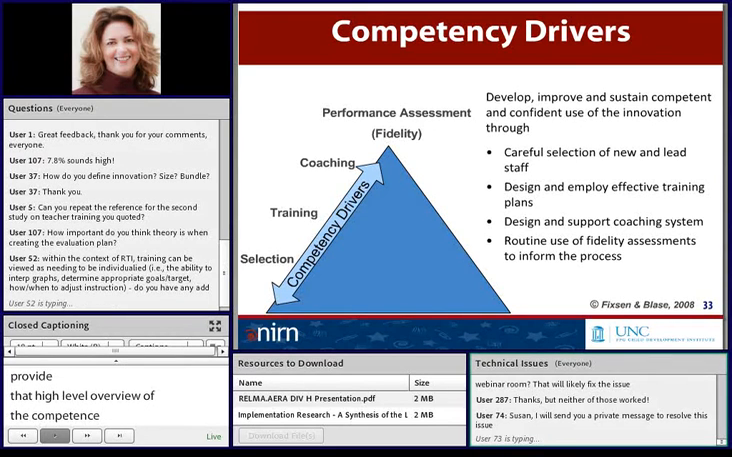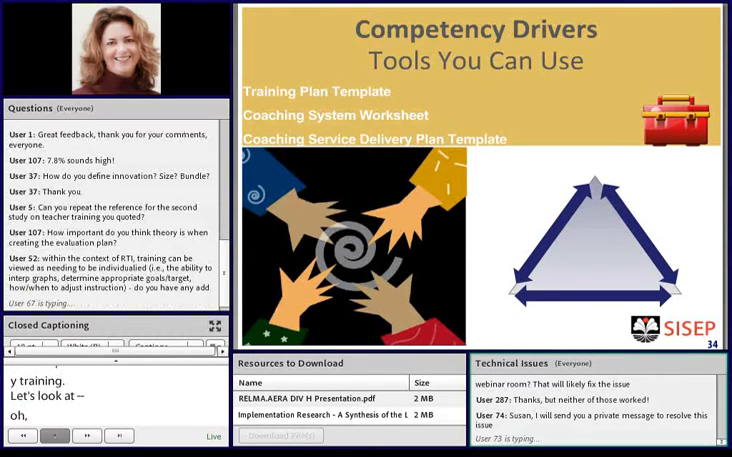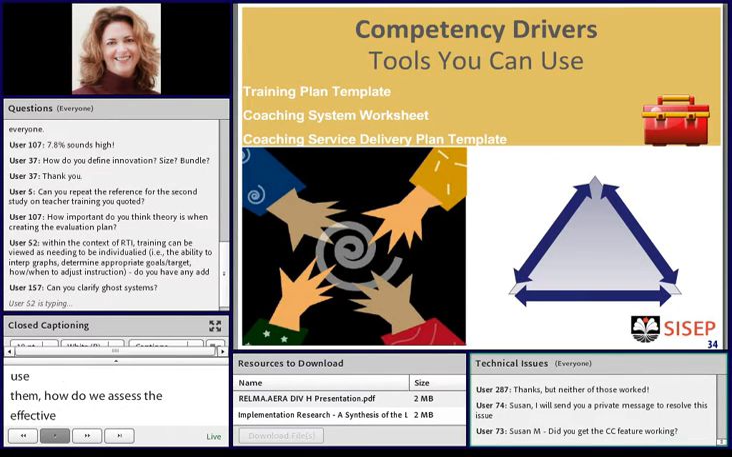All righty. Before I jump in, I did want to reference that you can't evaluate a ghost system. The system supporting the use of this practice has to be a host system, one that's transparent, visible, and easily captured. Some competency driver tools that SISEP and NIRN have developed, which you can find on that website, include a training plan template, a developing a coaching system worksheet, as well as a coaching service delivery plan template that specifies what our coaching practices are, when we use them, how we assess the effectiveness of coaching, and how we titrate coaching based on when we see good fidelity and good outcomes.